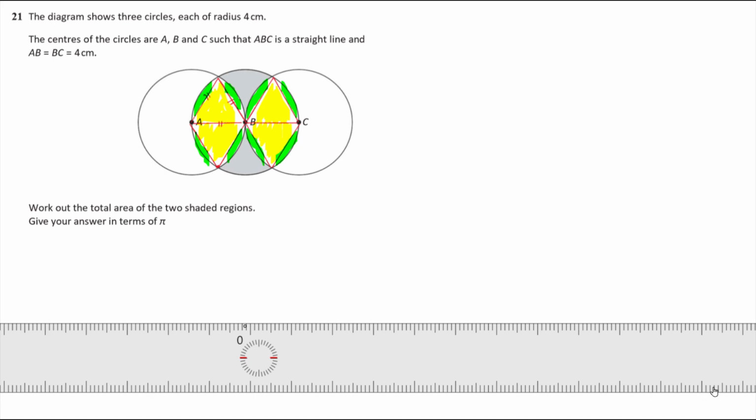So to find the shaded area, it's going to be the area of the circle, and it's going to be minus 4 lots of those triangles, isn't it? 4 lots of the equilateral triangle.